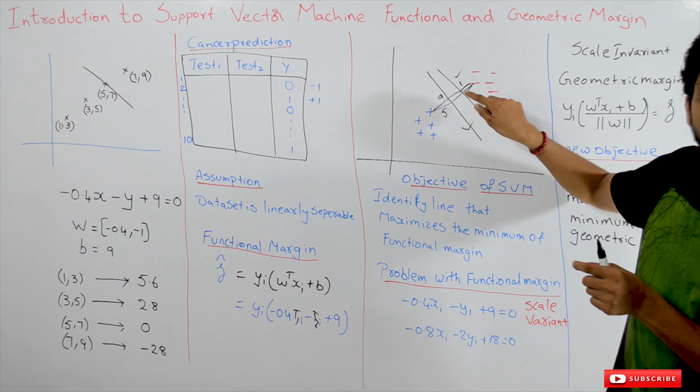But we are having some problem with the functional margin. Calculating the functional margin, we are having some problem. What's the problem? Let's take the equation of the line like this: 0.4 xi plus minus yi plus 9 is equal to 0.